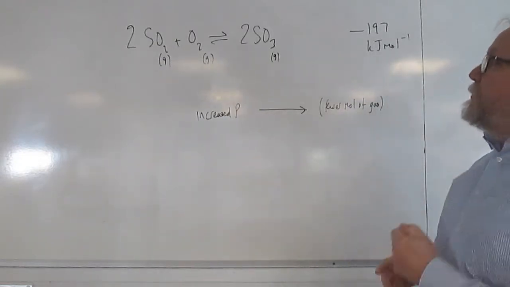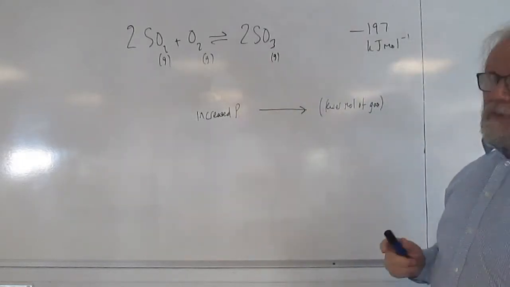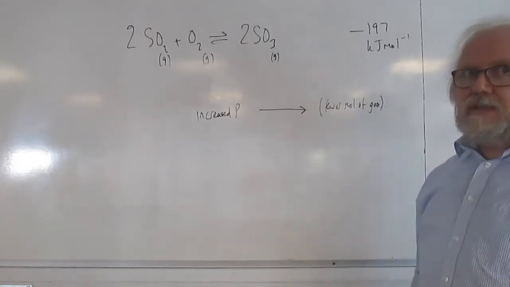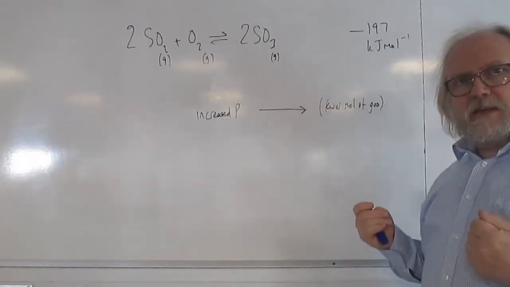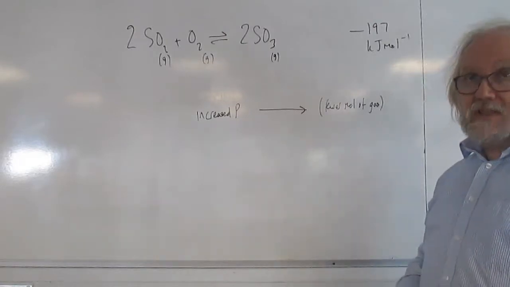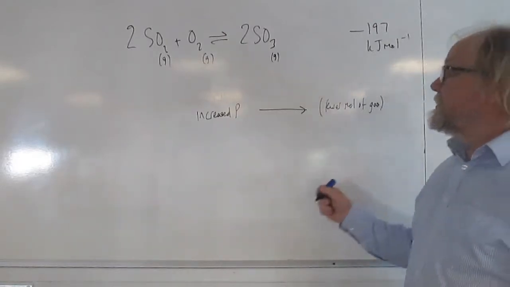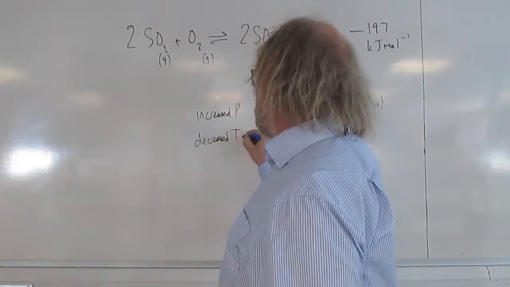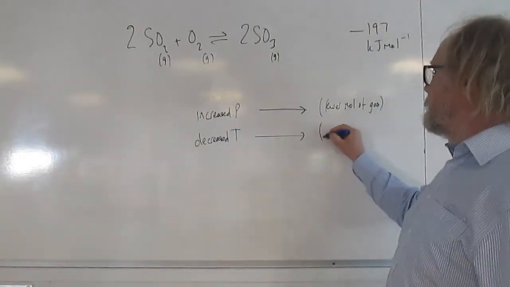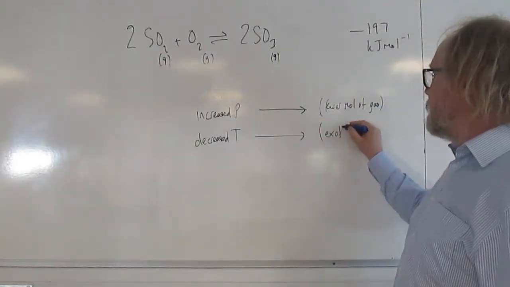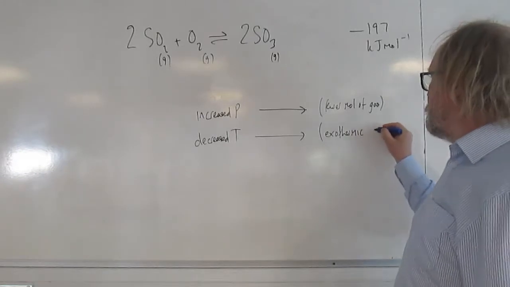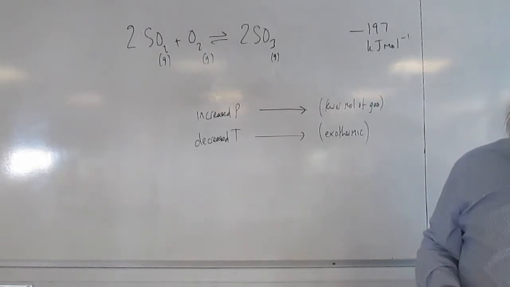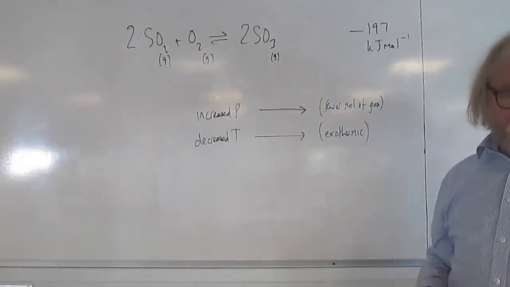So if we want it to shift to the right, that's the exothermic direction, and that means we need to decrease the temperature, right? Because if you decrease the temperature, it will try to warm it up again by going in the exothermic direction, which gives out heat. So the answer is that decreased temperature will shift it to the right because that's the exothermic direction, and therefore that opposes the change. So that combination of things, increased pressure and decreased temperature, means that the right answer is C for that one.